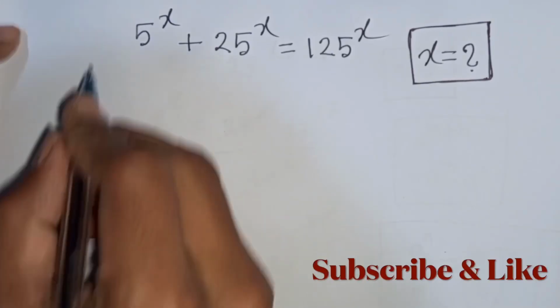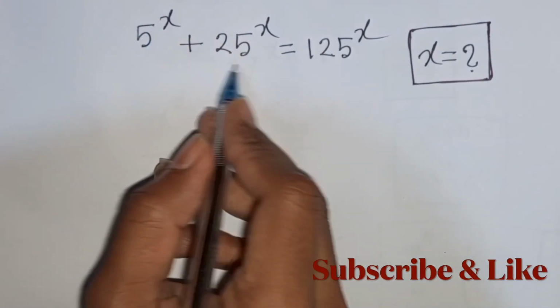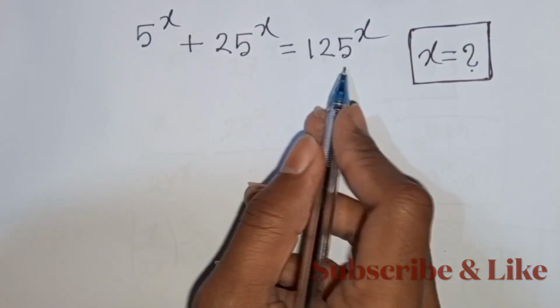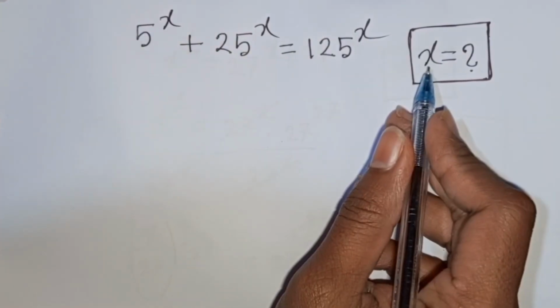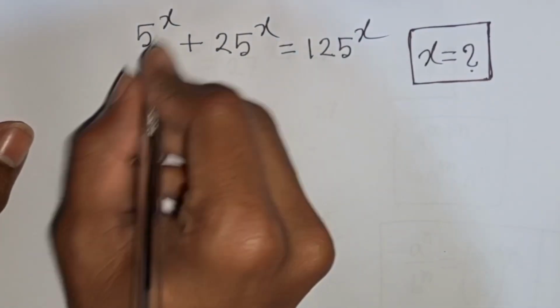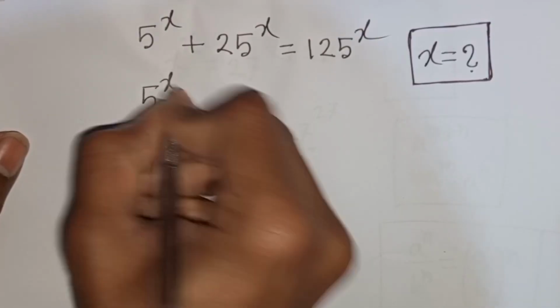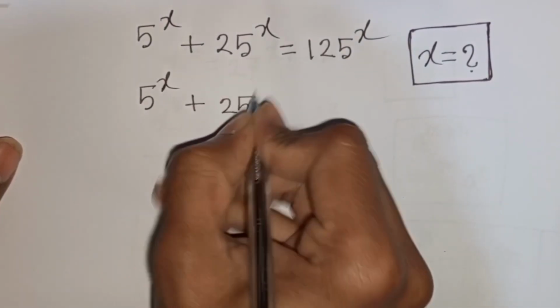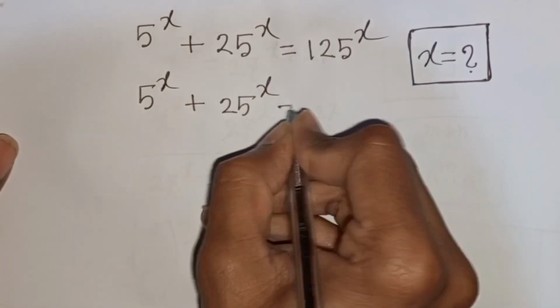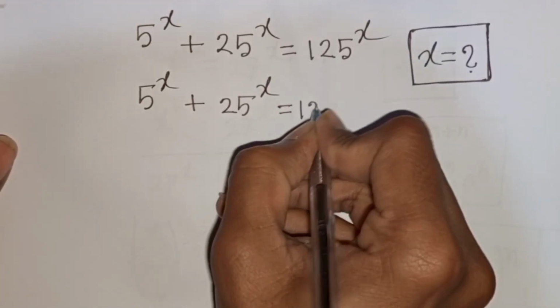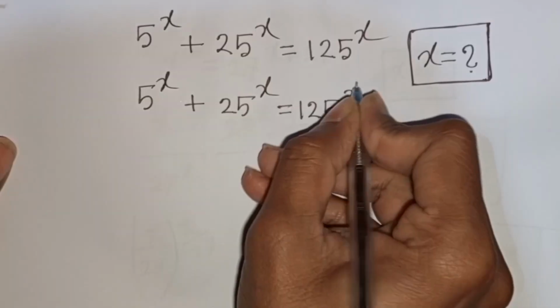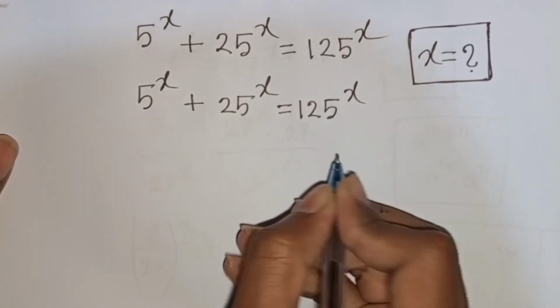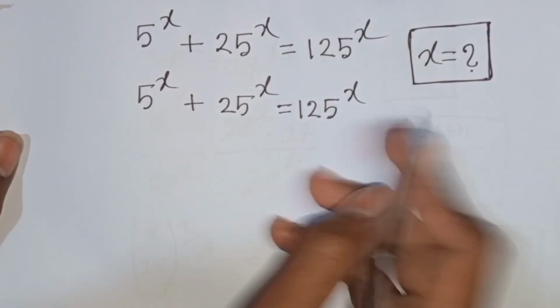How to solve 5 power x plus 25 power x is equal to 125 power x. Find the value of x. So we have 5 power x plus 25 power x is equal to 125 power x. Now we divide by 125 power x on both sides.